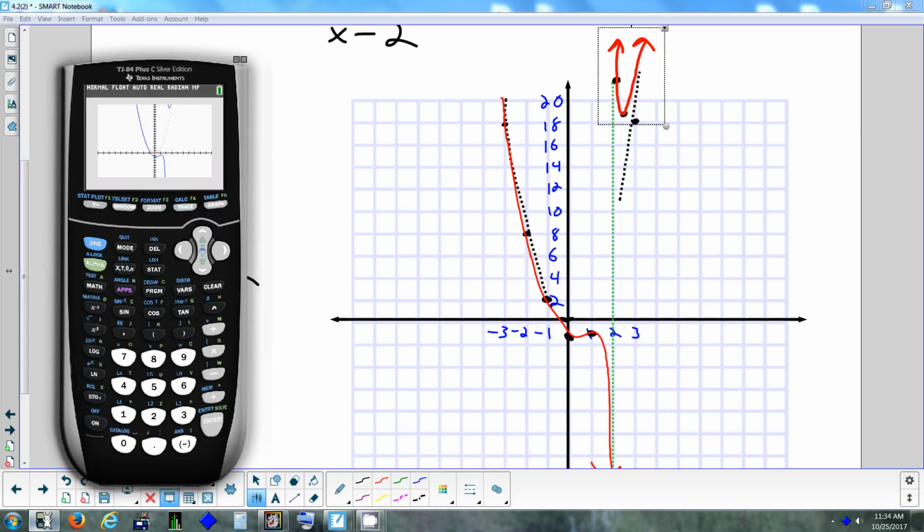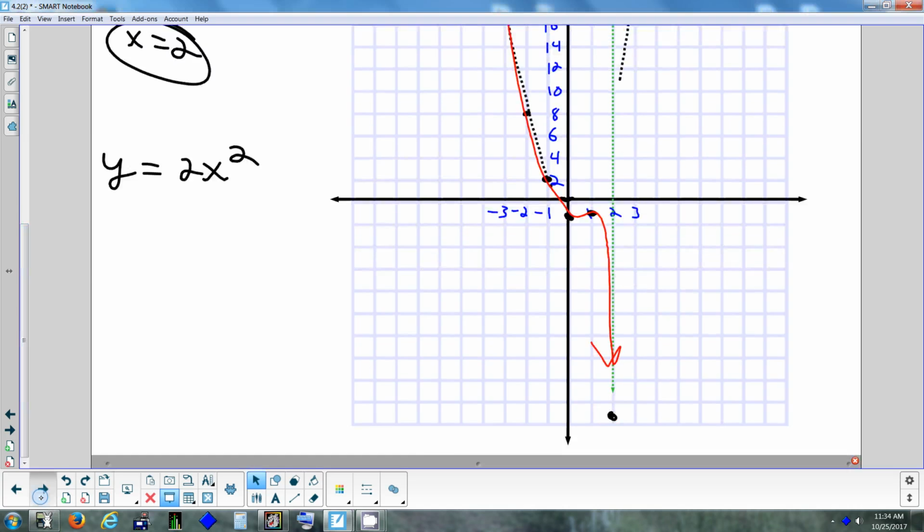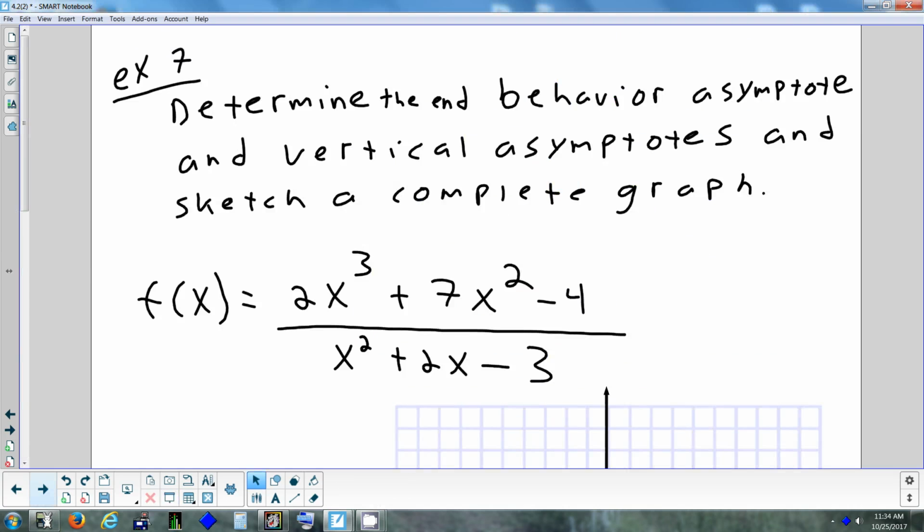Any questions on it? Okay, so that's the toughest graph that really we're going to do today. Everything else is going to be easier than that. Okay, so let's try this one.